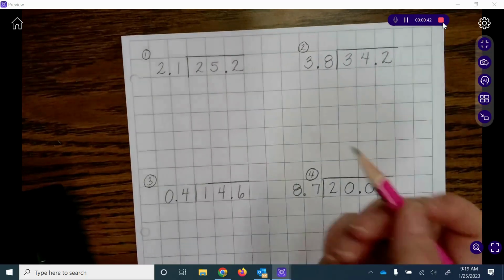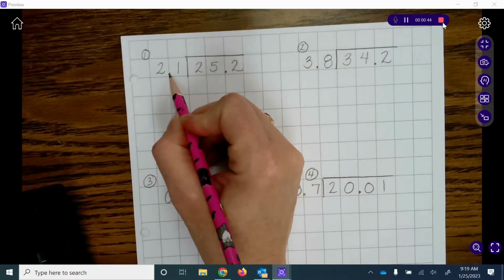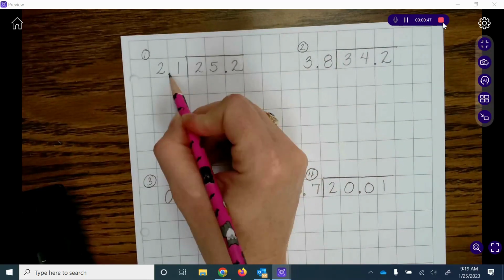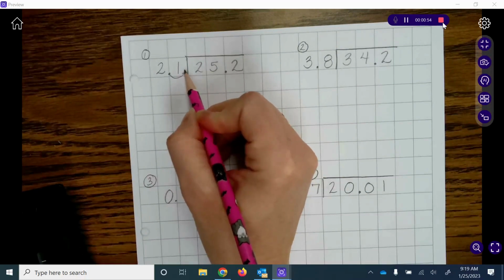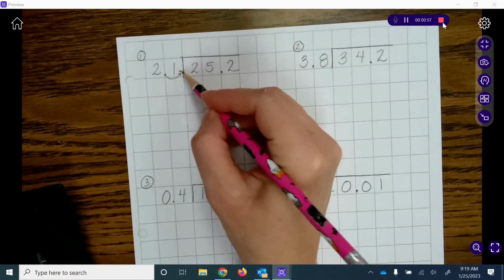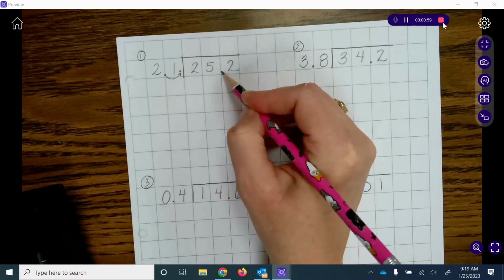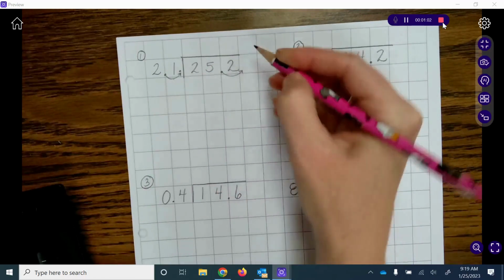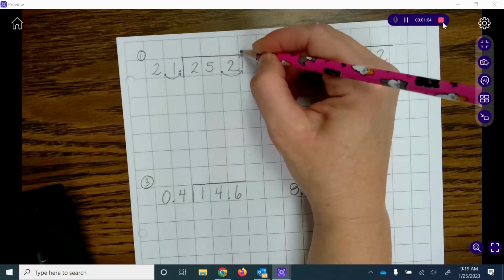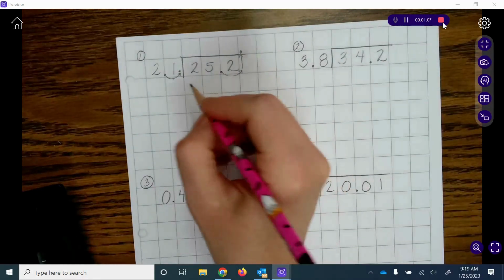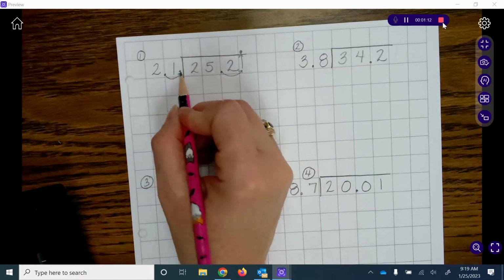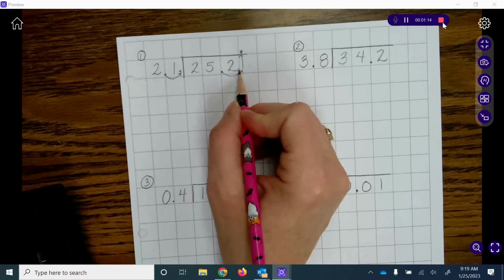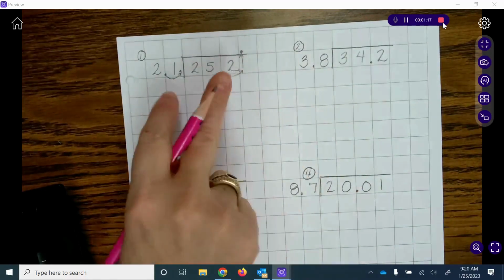Okay, let's get started. We cannot have a decimal in the divisor, so we need to move the decimal point over as many times as needed to make it a whole number. So you're going to move this over 1 time to make it 21. And then whatever you do on the outside, you have to do on the inside. So we move this over once, and we're going to bring it right up into our quotient. Now for those who know, basically we multiplied the divisor by 10 and the dividend by 10. And that will make them still the same.